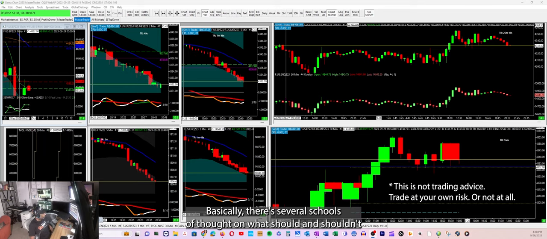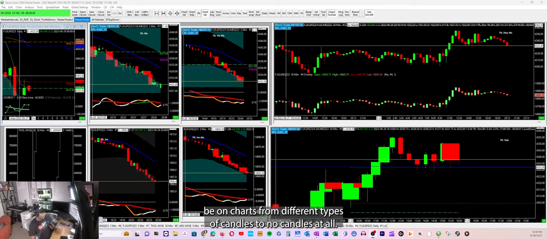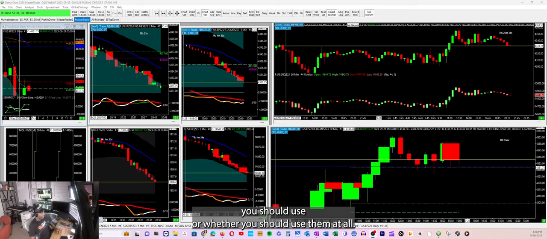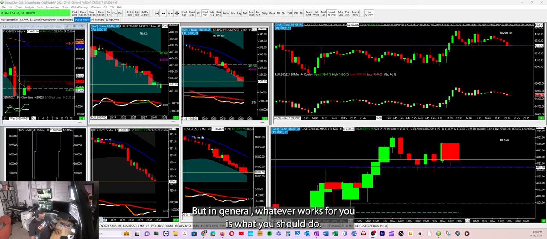Basically, there are several schools of thought on what should and shouldn't be on charts, from different types of candles to no candles at all. There are even disagreements about which indicators you should use, or whether you should use them at all. And there are those who talk about analysis paralysis from having too many indicators or too many lines on a chart, which can make it harder to make decisions. It is true, having a lot of things on charts can make things a little more difficult for you. But in general, whatever works for you is what you should do.